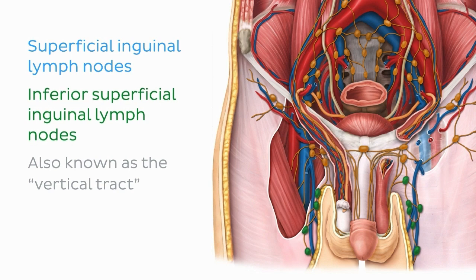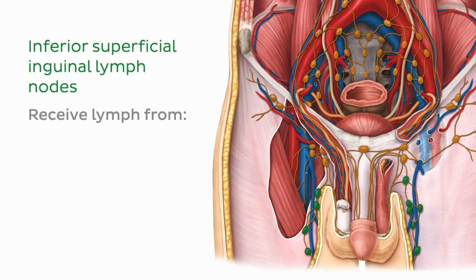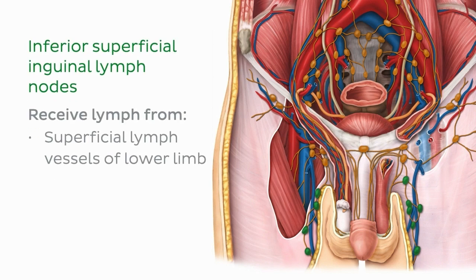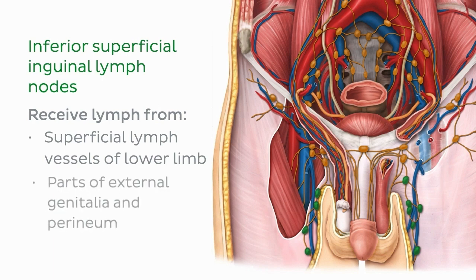Most of the lymph travelling along these nodes is from superficial lymph vessels of the lower limb. However, sometimes they may receive some lymph drained from parts of the external genitalia and perineum.